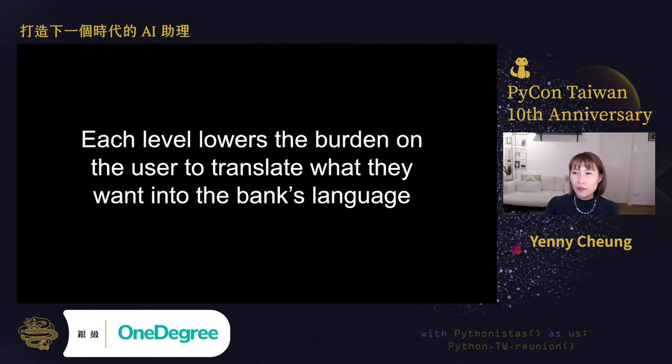So we can take a look at an example of a person who wants to get a quote for a mortgage. At each level, we're going to go through an example of how we're lowering the burden on the end user getting the mortgage, so that it's easier to translate what they want, which is likely a new place to live, into the language of the bank. And they're probably thinking, okay, this person is getting a quote for a 30-year fixed rate mortgage, and so on.